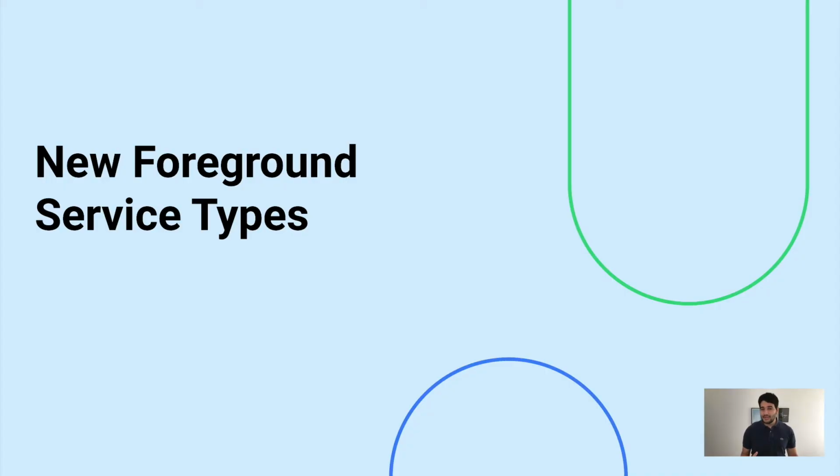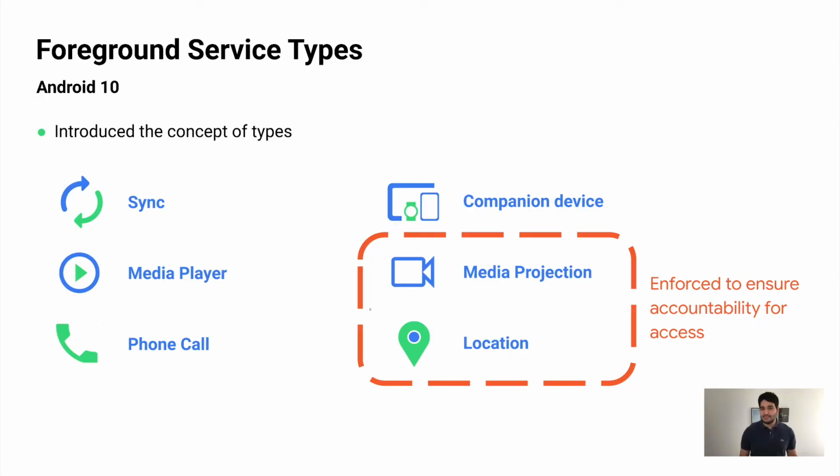To provide better accountability for apps accessing private data in the foreground service, we've now added a couple of new foreground service types values, microphone and camera. We introduced the concept of foreground service types in Android 10, so applications can declare their intention to access this information within their foreground service. Only two types were enforced: media projection and location, but you could still use it for companion device, media player, sync, and phone call.